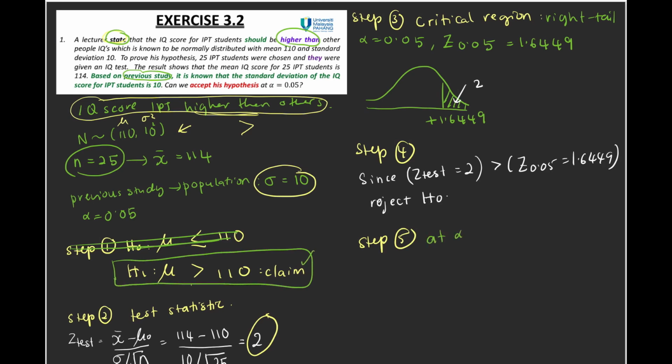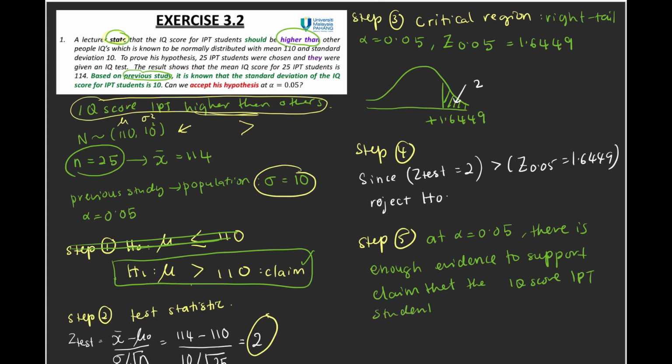So at alpha 0.05, there is enough evidence to support the claim that the IQ score of IPT students is higher than the others. Okay, so that's all for exercise 3.2 number 1. Alright, let's try to solve number 2.